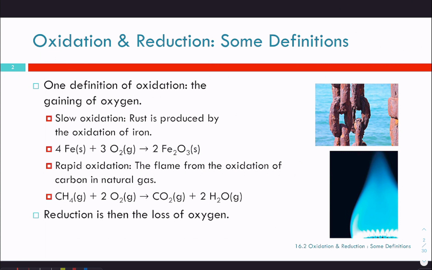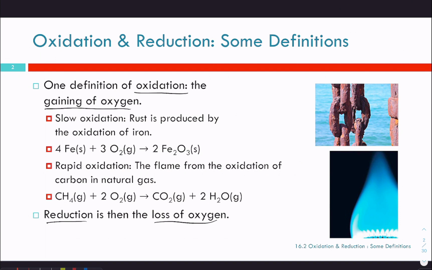Oxidation is loss, reduction is gain. Another way to think about oxidation is the gaining of oxygen. Reduction is the loss of oxygen. Because oxygen takes part in a lot of oxidation reactions. Hence the name.